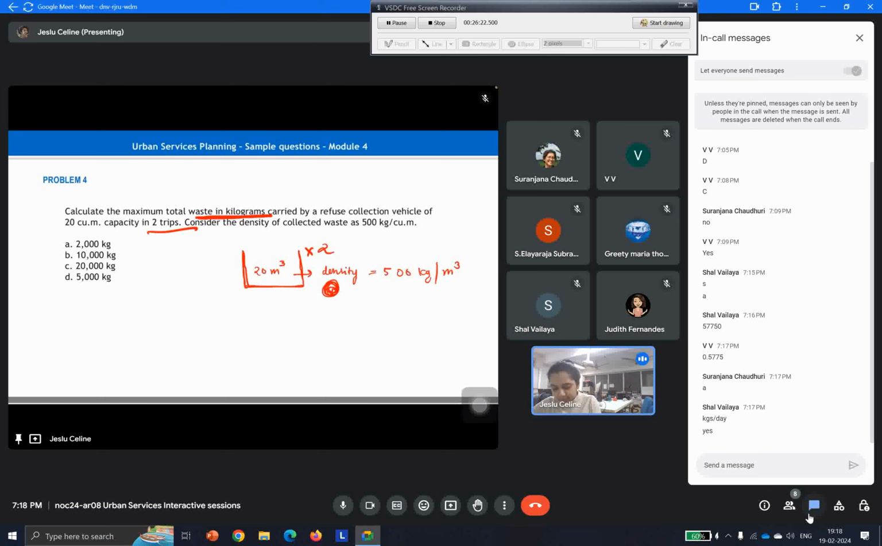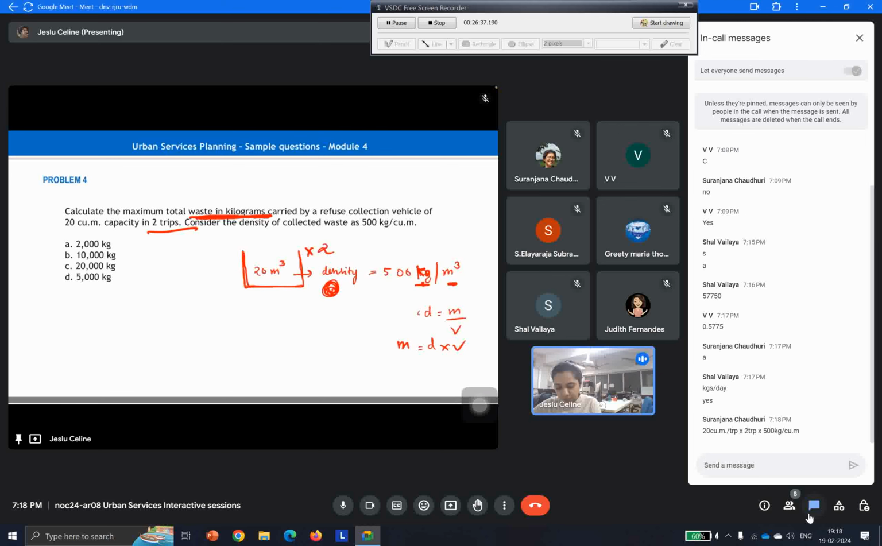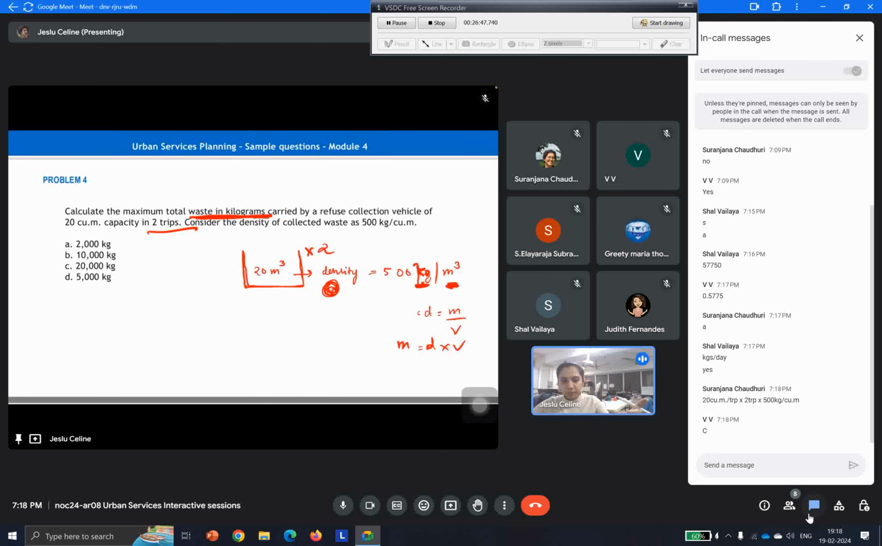So we know that density is equal to mass by volume, and we have been asked to find the mass. So mass is equal to density into volume. Again, if any confusion, we can just look at the units. We have kilogram per meter cube, which means it's mass by volume. And we've been asked to find the mass, so we need density into volume. And we also know that there are 2 trips, which means it should be counted twice.